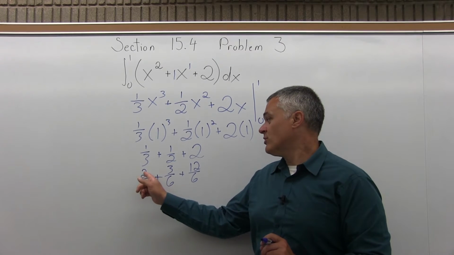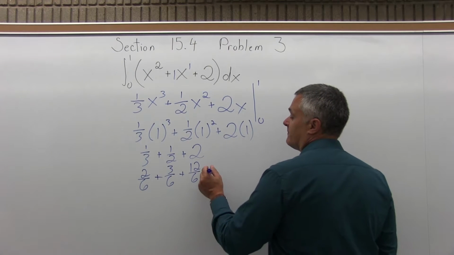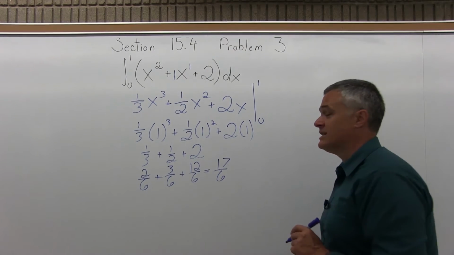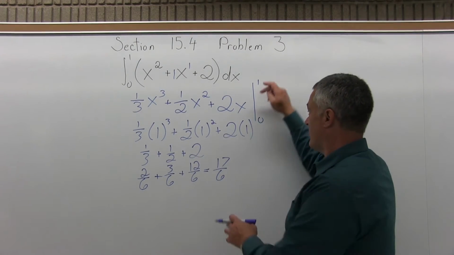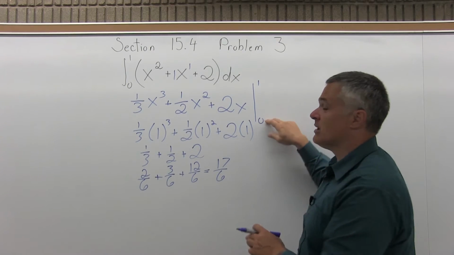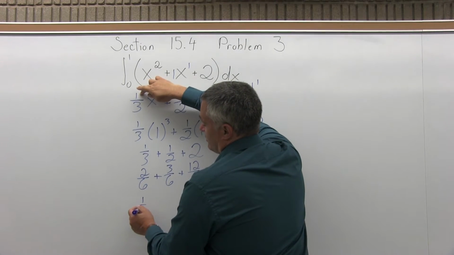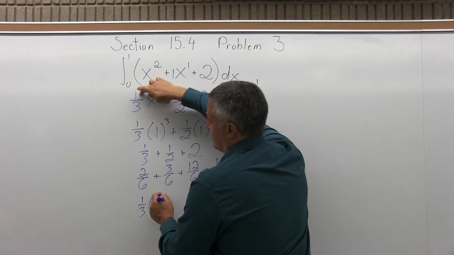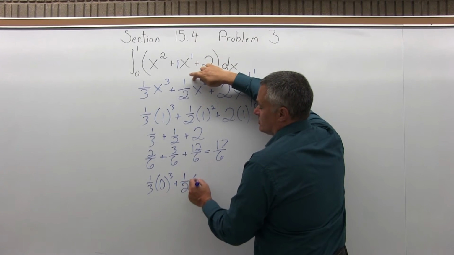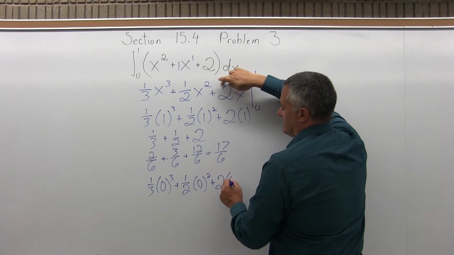And if I add the numerators, 2 plus 3 is 5, plus 12 is 17. So I have 17 over 6 as my answer to step 2 when I put in the upper limit of integration for my variable. So step 3, put in the lower limit of integration, which is a 0, which will be pretty easy. So 1/3 x cubed becomes 1/3 times 0 cubed, plus 1/2 x squared will become 1/2 0 squared. And then 2 times x will become 2 times 0.